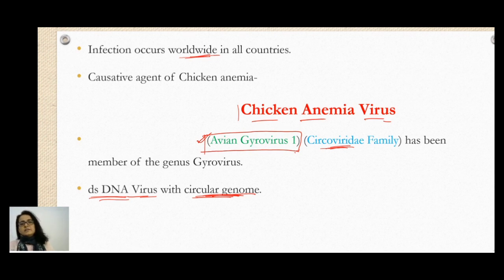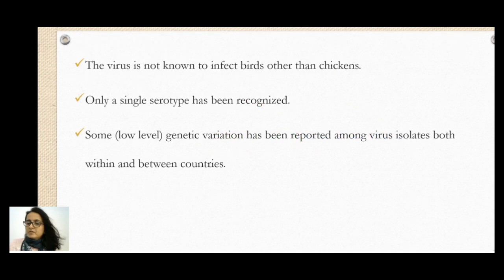Mostly, chicken infectious anemia causes aplastic anemia, so the name is chicken anemia disease or chicken infectious anemia. The virus is not known to infect birds other than chickens. Most commonly it infects chickens, and other birds are not infected.